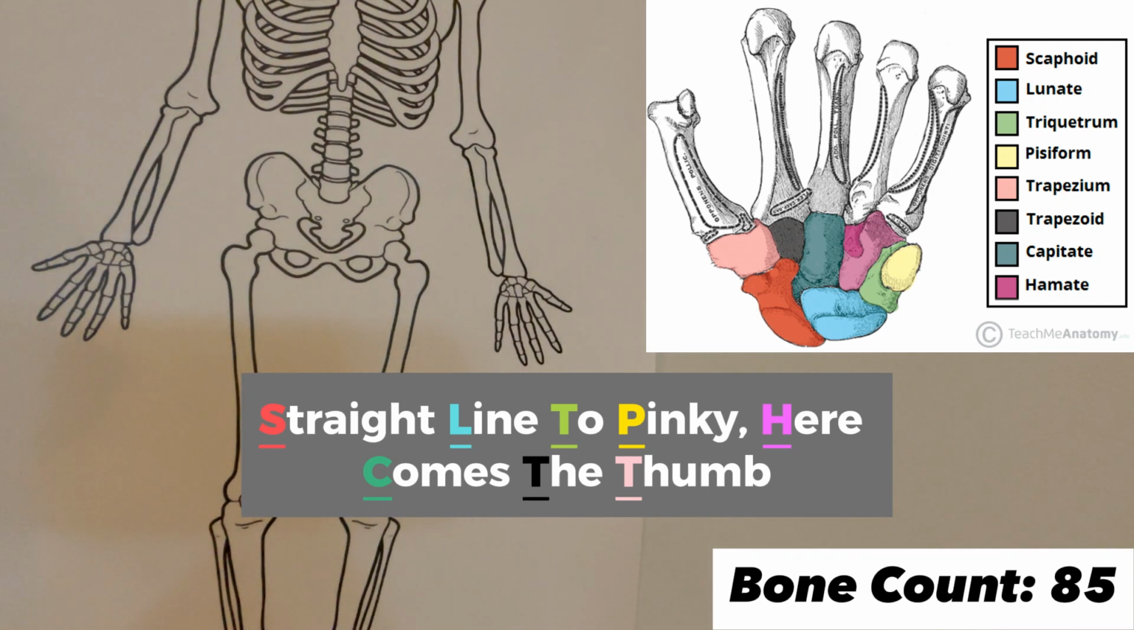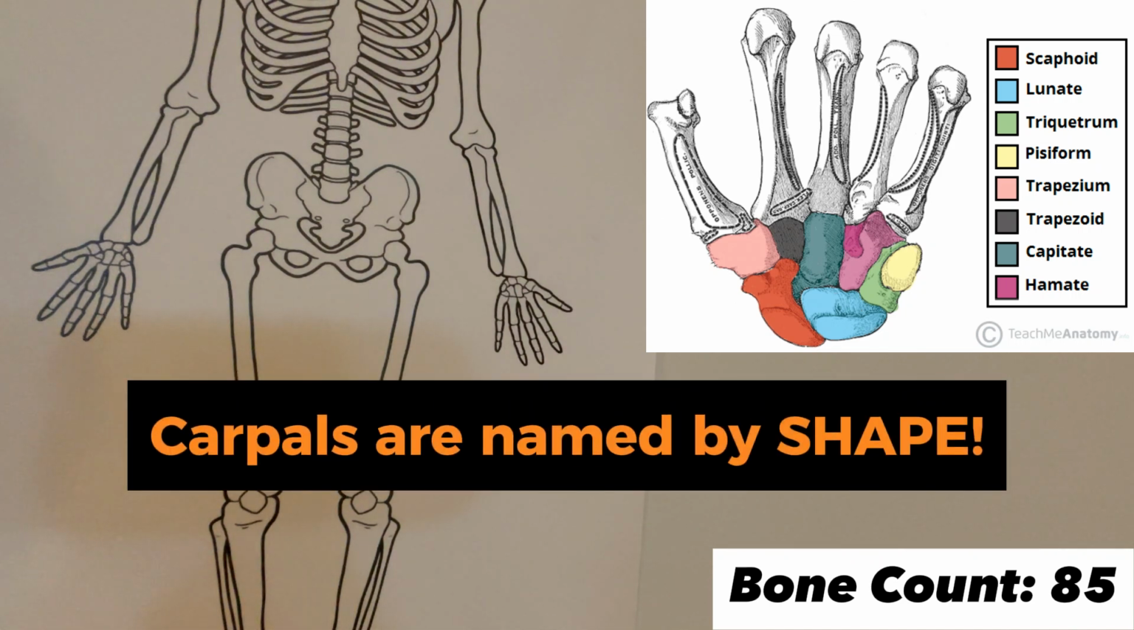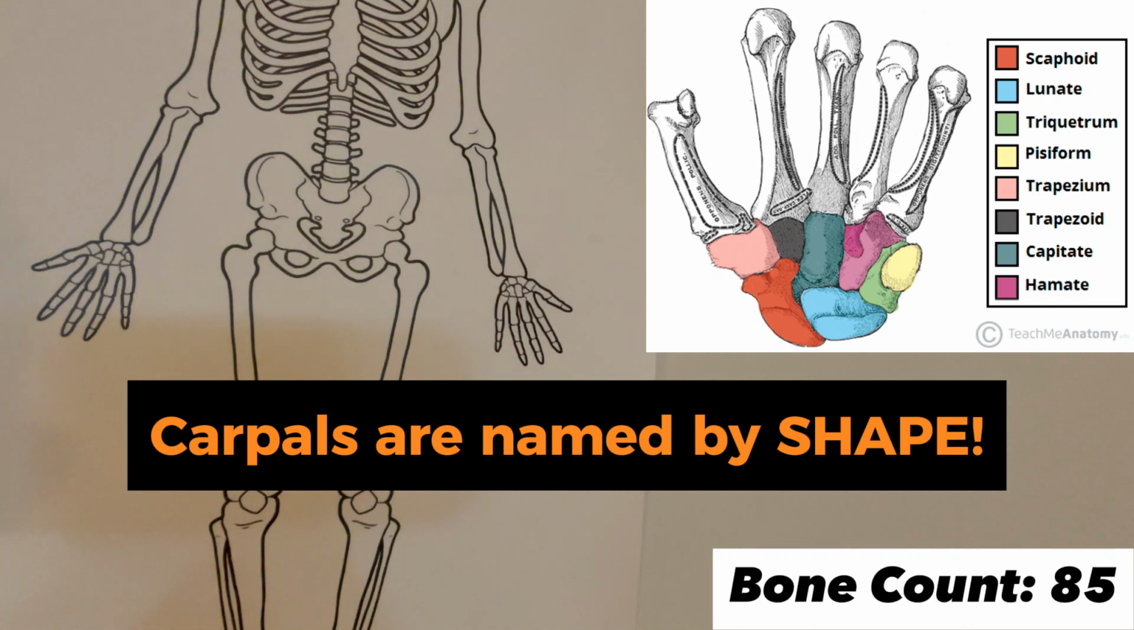Now, if you're having trouble using the mnemonic to remember these 8 bones, don't fret, because it's actually much easier than you think. Each of these 8 carpal bones' names is derived from a common Latin root that describes its shape. For example, the lunate bone is moon-shaped, hence the Latin root lune.